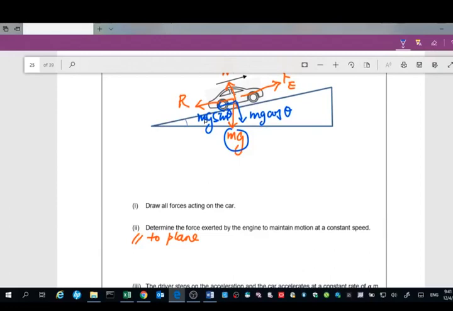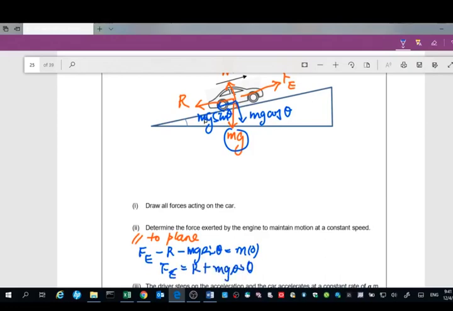We are interested more in the component parallel to the plane. If you write the equation using Newton's second law, because constant speed means acceleration equals zero, the net force parallel to the plane will be the force due to the engine, minus R, minus weight component mg sine theta, and equals ma. a is 0, of course, m times 0, so everything goes to 0. So the equation is simply engine force is R plus mg sine theta.